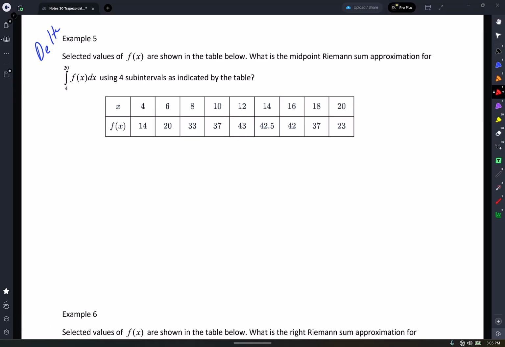So selected values of f(x) are shown in the table below. What is the midpoint? Most of them are trapezoids, but I do ask for some of these. There's going to be a few of them, not many, like 3 or 4. Riemann sum approximation using 4 subintervals.